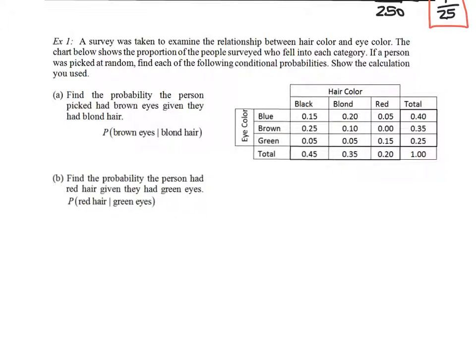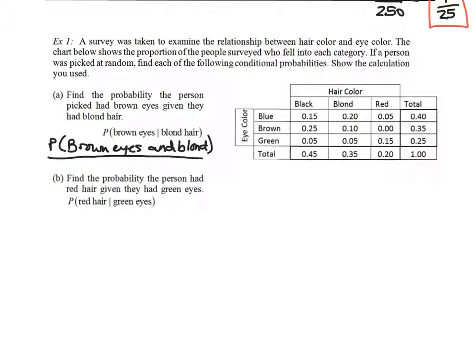So in part A it says, find the probability that the person picked has brown eyes given that they have blonde hair. So the way that we would write this notation, the probability of brown eyes given blonde hair. So for our formula, we're going to say, let's first of all figure out the probability that a person has brown eyes, but also has blonde hair.